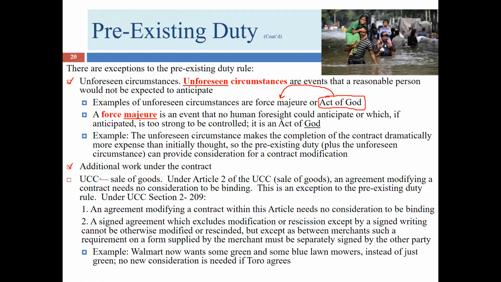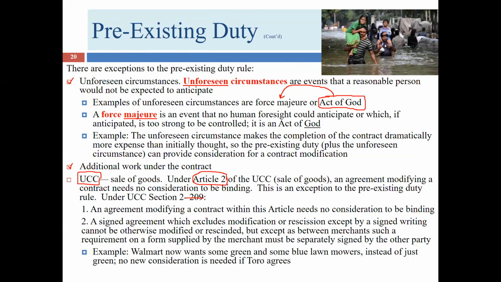Another scenario is under the UCC. We talked about the UCC in Chapter 9. That's the Uniform Commercial Code. And again, we've talked about Article 2. That's really the only article that we're focusing on in this course. You don't need to know what part of Article 2 we're talking about. But here's the Uniform Commercial Code's exception to this pre-existing duty rule. An agreement modifying a contract within this article needs no consideration to be binding. So we can modify a contract and we don't need to have additional consideration.